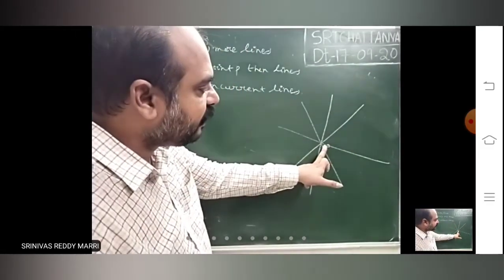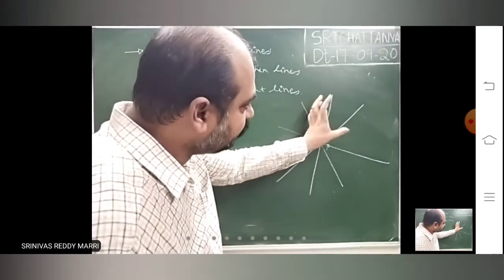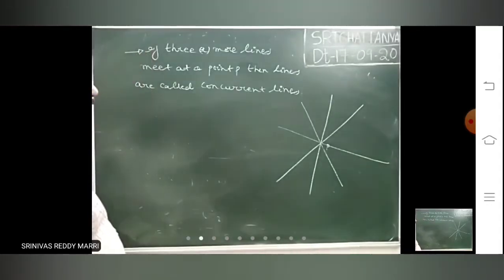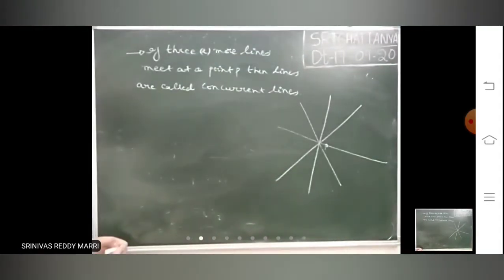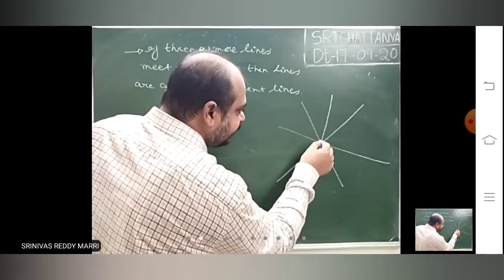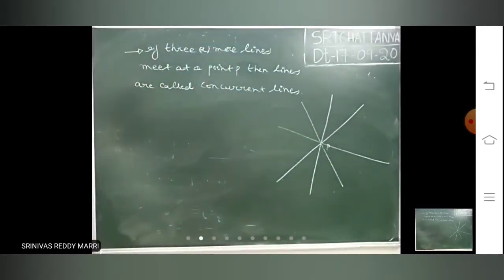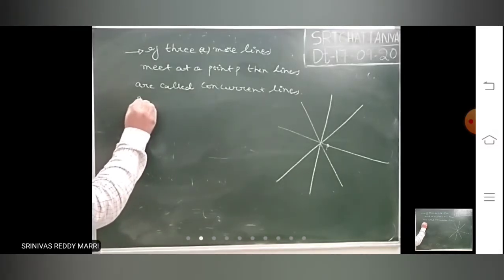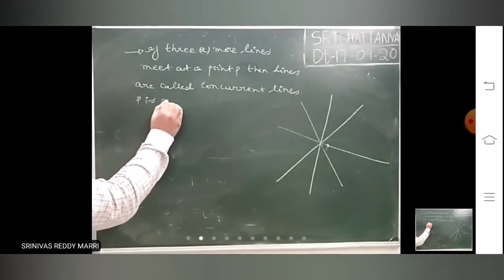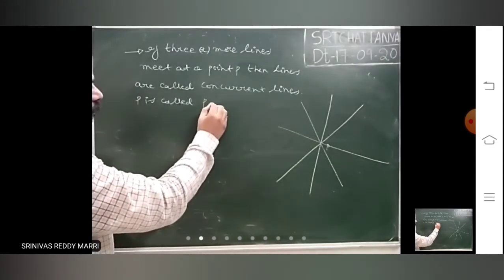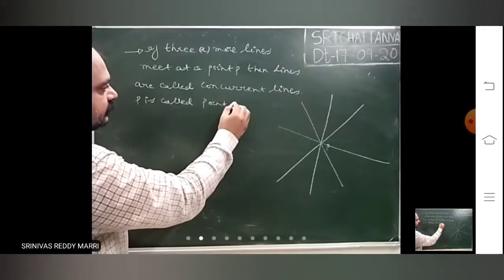If three or more lines meet at a point P, that is the point of intersection of each and every two lines in these lines, then they are called concurrent lines. Here P is called point of concurrency of the lines.